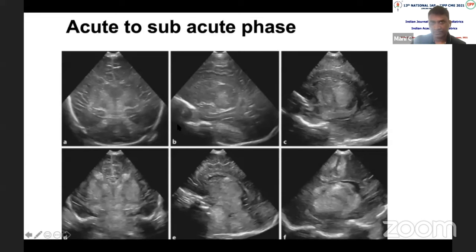In terms of the acute to subacute phase, you can see early on there are some changes which are not very obvious, but if you see the late changes, which are on the bottom line, there is a lot of brightness and echogenicity in the deep gray matter, particularly the thalamus and caudate nucleus.